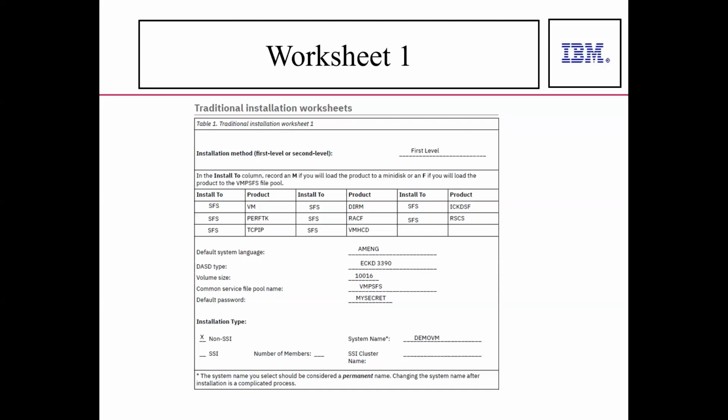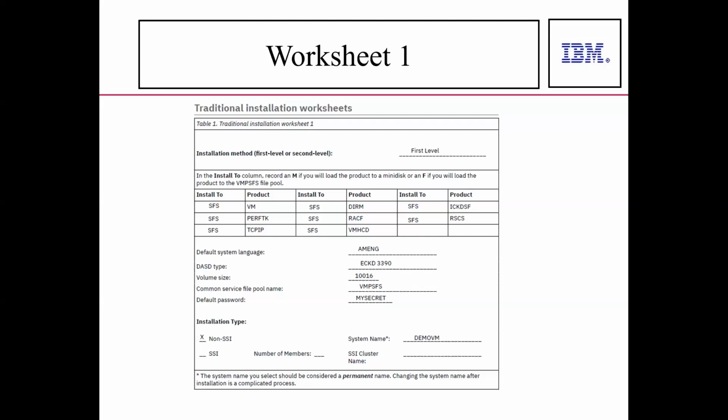I'm just showing them to you here, and I've filled in some things for my attempt at a first level install. You can see here that I'm going to allow all of the components of VM to default to installing in the shared file system. That's really the recommendation these days, as opposed to minidisks.